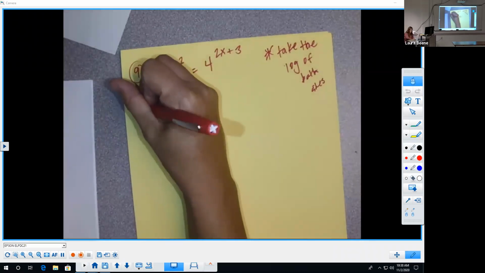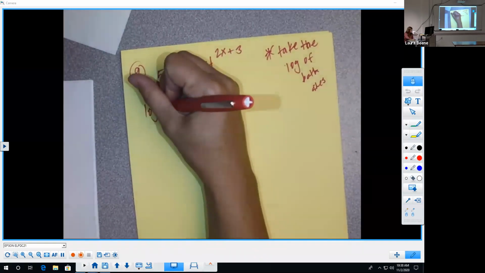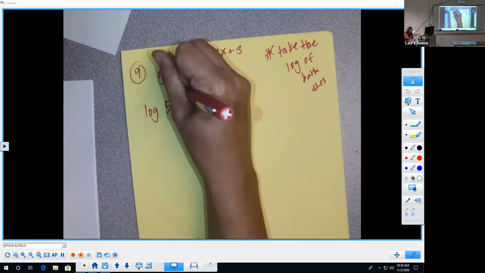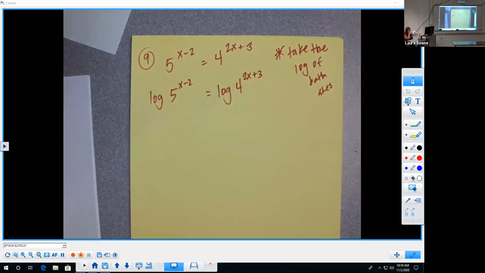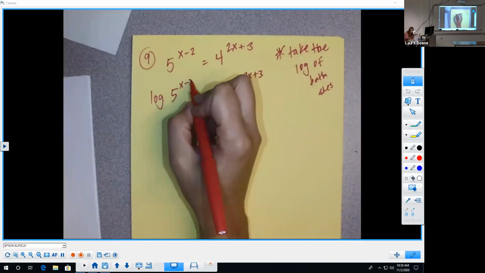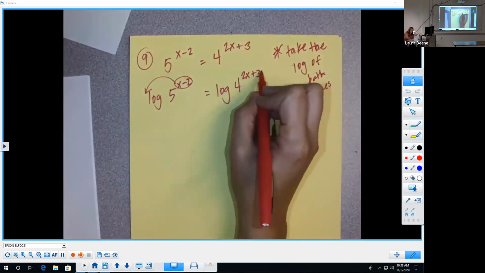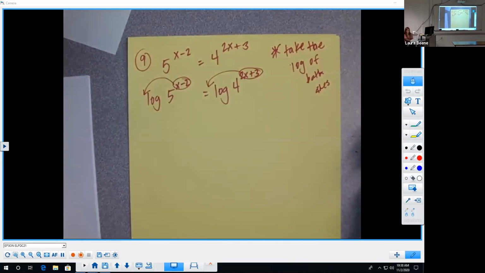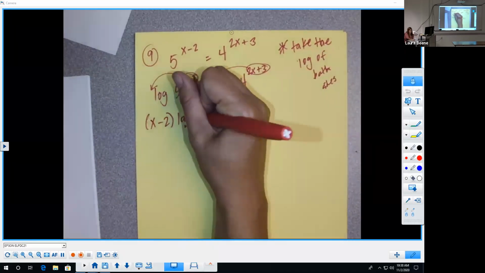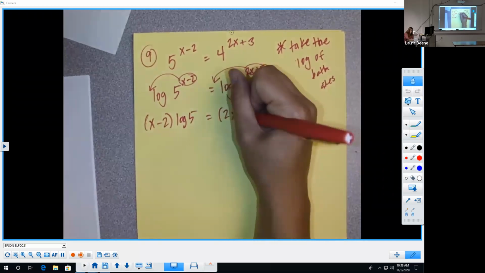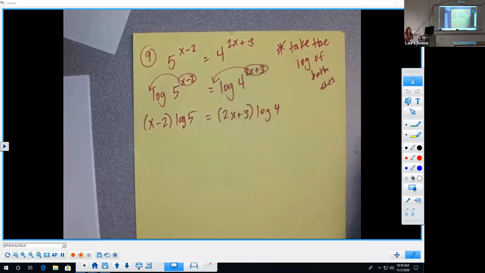Okay, so I'm just going to take the common log of both sides. So log of 5 to the x minus 2 power equals log of 4 to the 2x plus 3 power. We can expand these a little bit to be able to solve. Expanding means I need to take my exponent and write it out front, because that gets the x out of the exponent. So this would be, I'm going to put in parentheses, x minus 2 times log of 5 and 2x plus 3 times log of 4.